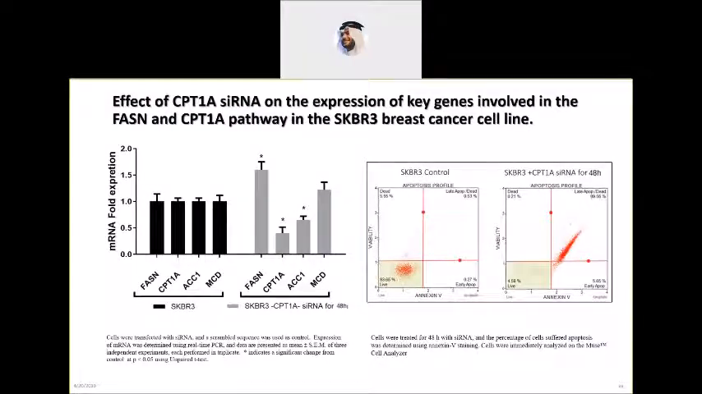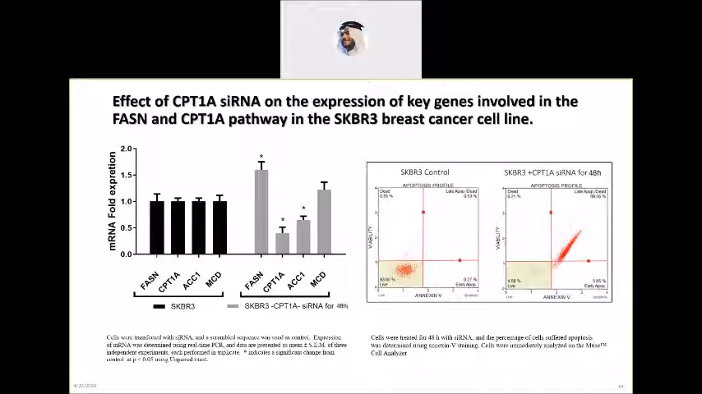Also, to explore the effect of using CPT1 small interfering RNA on the genes involved in the FASN and CPT1 signaling, we knocked down the CPT1 gene using a small interfering RNA sequence targeting the CPT1A messenger RNA. After incubation of the SKBR3 cells with the small interfering RNA for 48 hours, this resulted in a significant decrease of more than 60% in the CPT1 messenger RNA. As a consequence, we measured the messenger RNA expression of the other genes by RT-PCR, and after that silencing, CPT1 downregulation resulted in a significant 40% decrease in ACC1 messenger RNA and no significant change in the expression of MCD. In contrast, CPT1A silencing in SKBR3 resulted in a significant increase of more than 60% in the FASN messenger RNA expression.